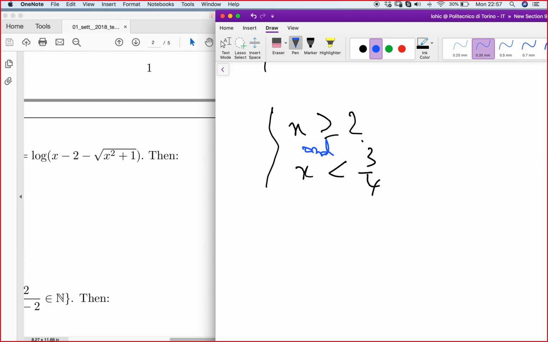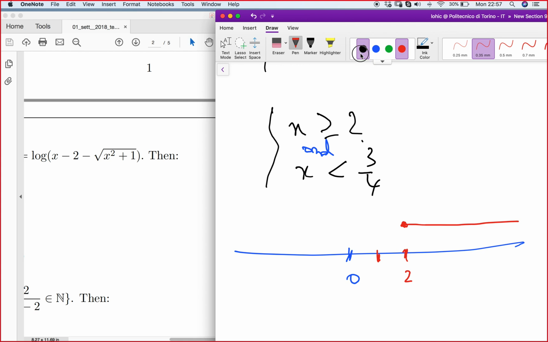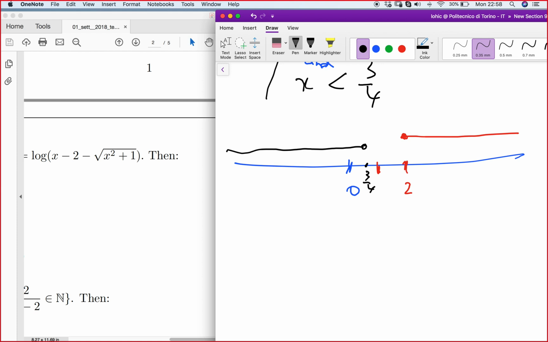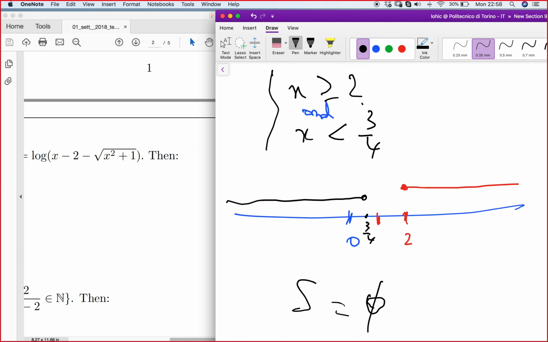So what do we get? Let's represent the two conditions. Condition 1 says that x should be greater or equal to 2, so it goes like this. Doubts? Whereas the other condition says, where is 3 over 4? 3 over 4 is somewhere here, so x should be strictly smaller than that. But the two conditions never intersect, so the domain is just the empty set. Keep in mind that they should both hold in order to get the domain. Doubts?